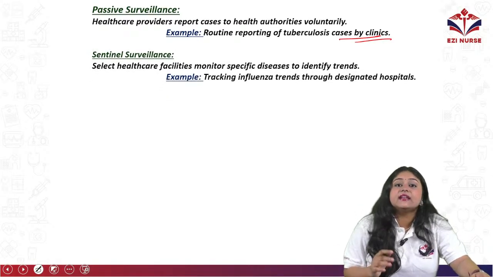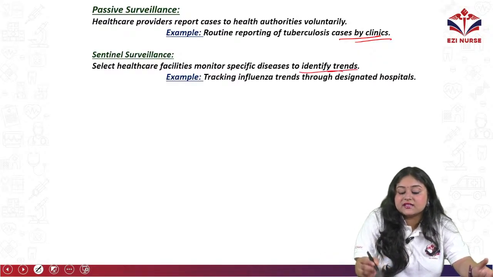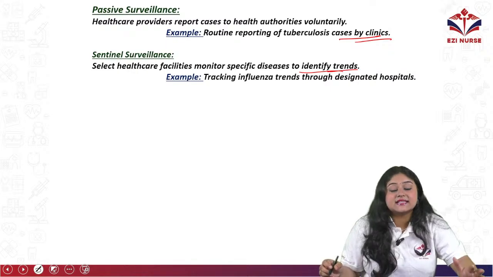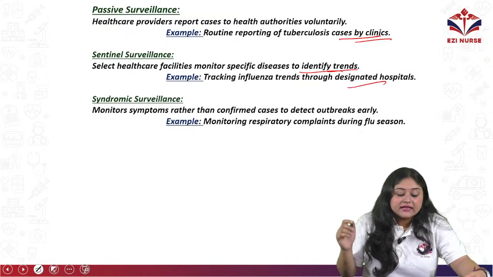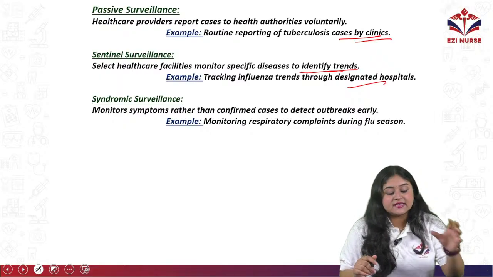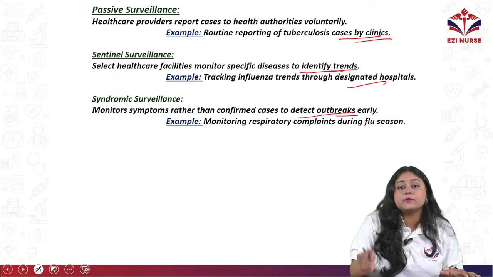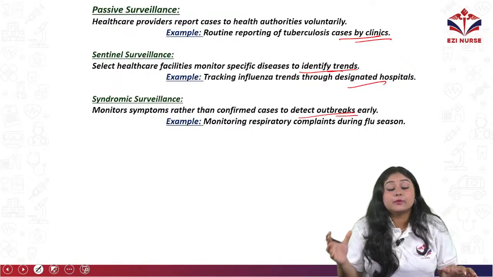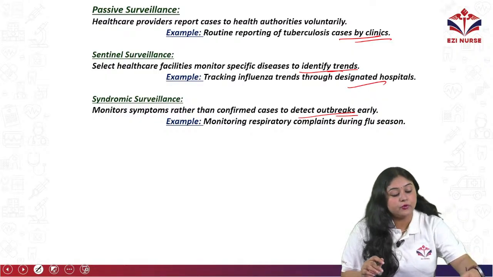Next one is sentinel surveillance. Select healthcare facilities monitor a specific disease to identify trends. For example, tracking influenza trends at designated hospitals. Next one is syndromic surveillance, where they monitor the symptoms rather than confirmed cases, which helps to detect outbreaks in an earlier phase. For example, monitoring respiratory complaints during the flu season.